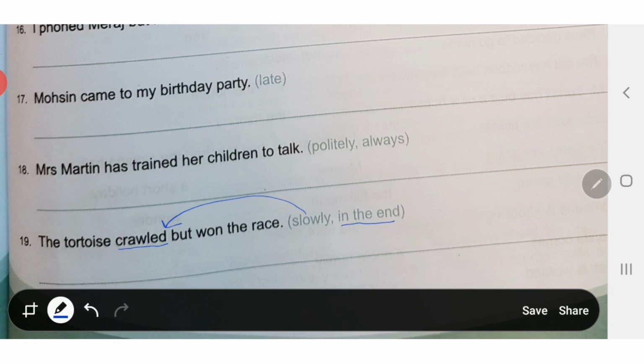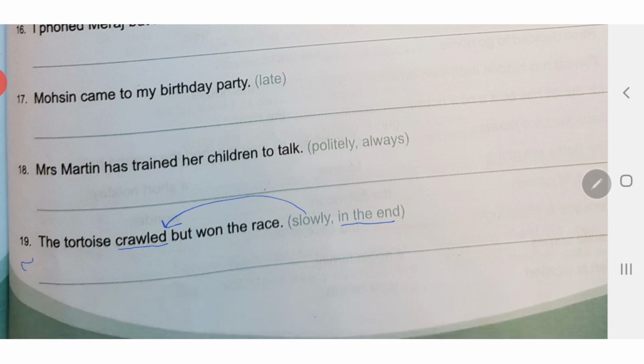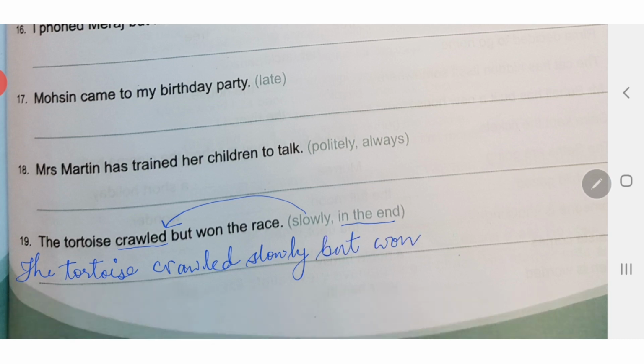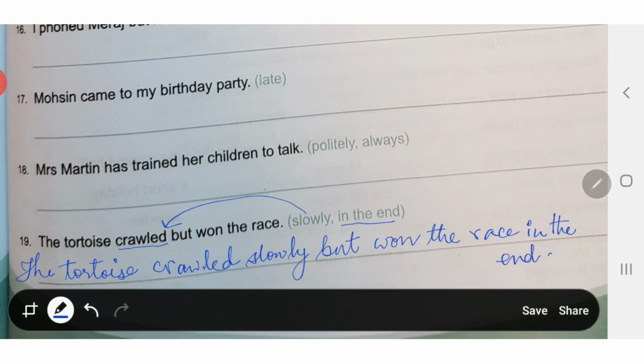Okay. So it will become, the tortoise crawled slowly, but won the race in the end, because he never stopped. He kept on moving no matter what. Whatever the speed this tortoise was having, he kept on crawling.